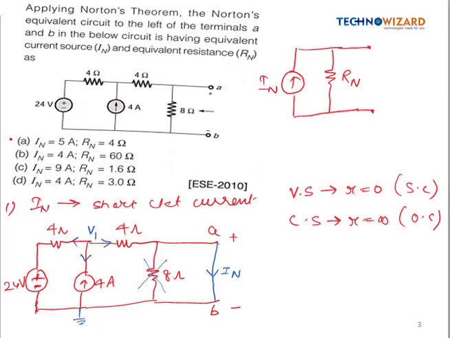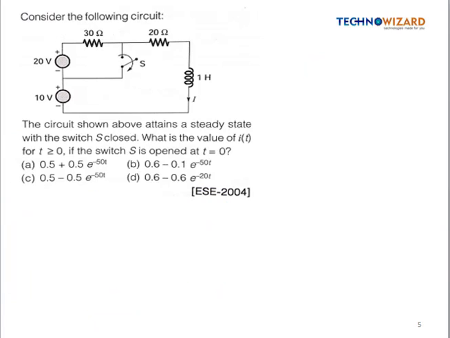Okay, so next question is, consider the following circuit. So the circuit shown above attains a steady state with the switch S closed. What is the value of IT for t greater than or equal to 0 if the switch S is opened at t is equal to 0? Okay, so here we have a switch and this switch S is opened at t is equal to 0. It means for t less than 0 this switch S was closed.